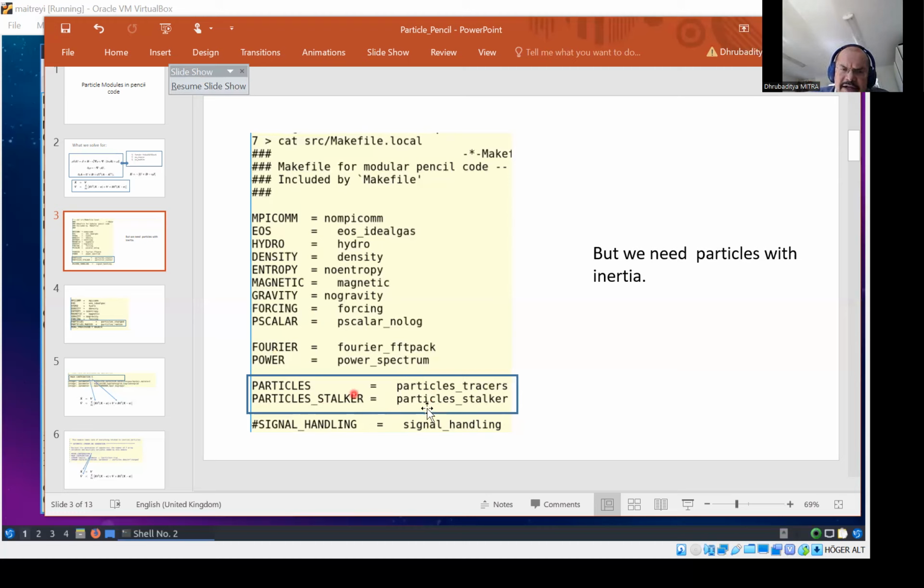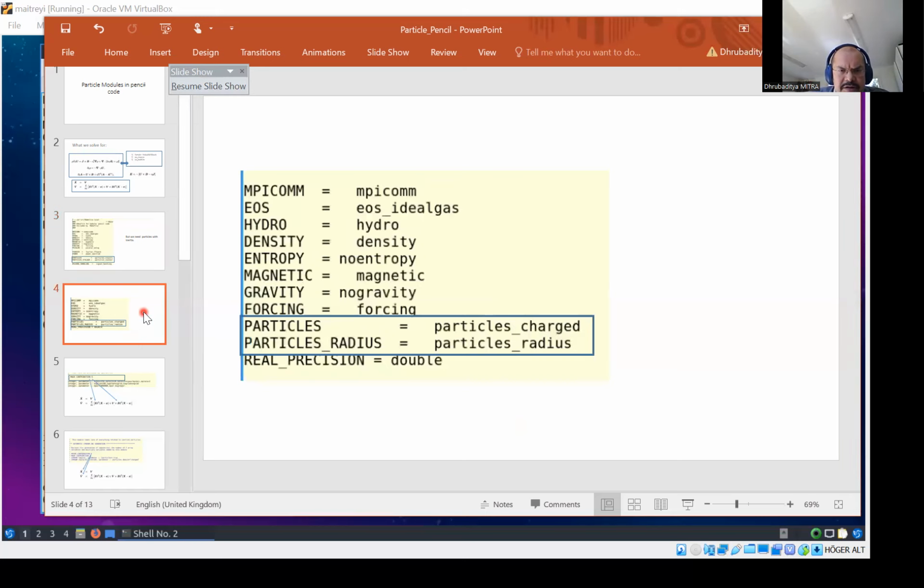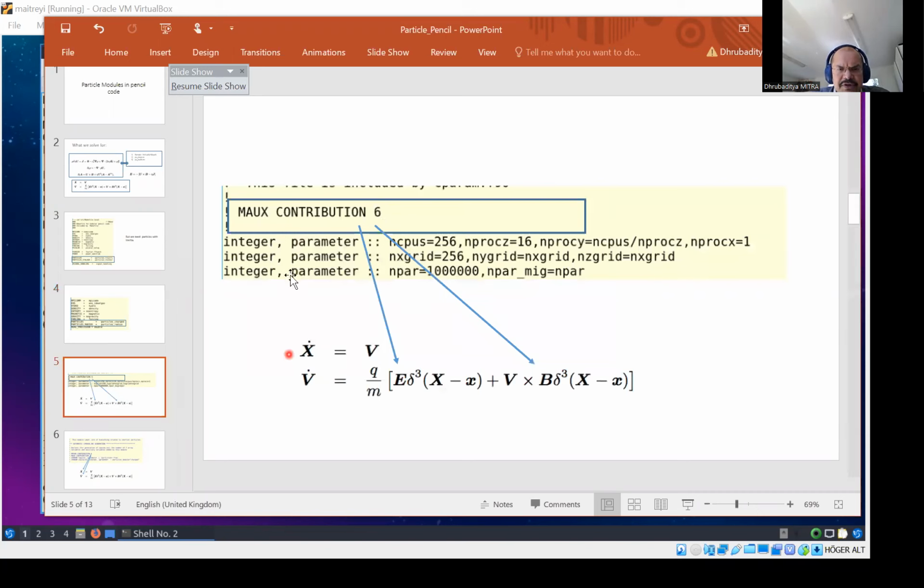So you can just use particles equal to particles tracer. Okay. So over here, you have particles equal to particle charged and particles radius equal to particles radius. Here you cannot get rid of the radius. I will come to that. The radius is actually quite a, how should I say, bad way of doing what we are doing, but we have been doing it for too long, so we haven't changed. Okay, so now you see the auxiliary contribution. The 6 comes 3 from the electric field and 3 from the magnetic field.